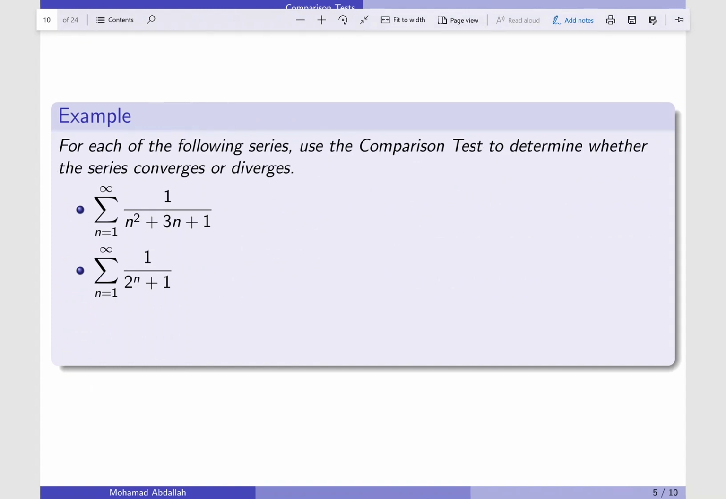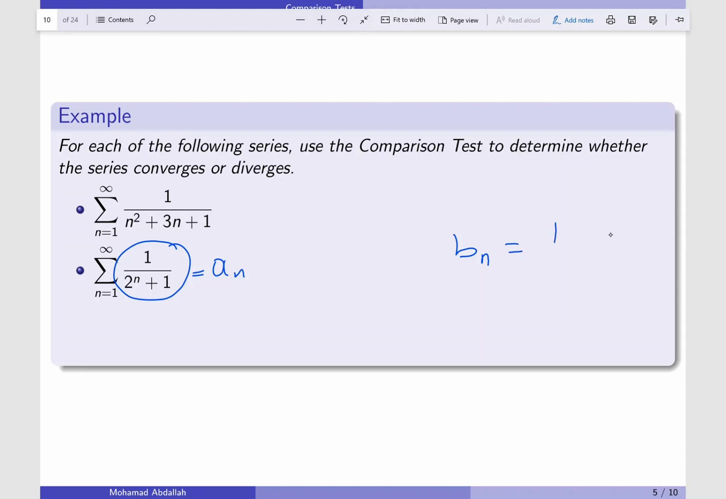Another example, you can see that this is different. You don't have n squared, you have an exponential. Okay, again, this is your an. You want to compare it to some function bn. Now you should have the feeling that this is going to be convergent, because in the denominator you have an exponential. This is growing too fast, so the denominator is getting bigger too fast. So that means it's going to approach 0 faster.